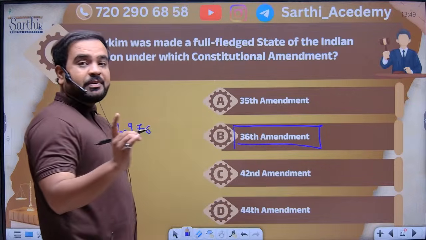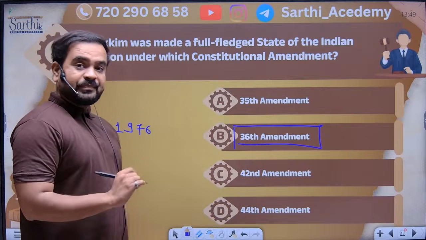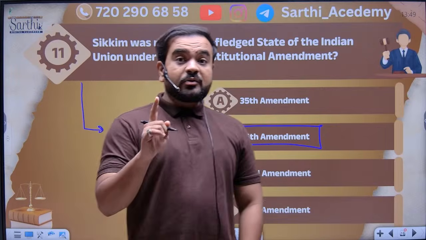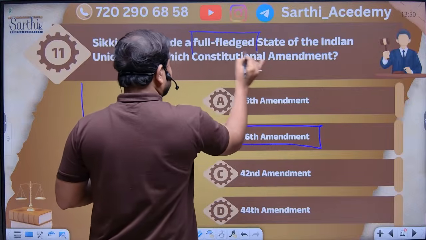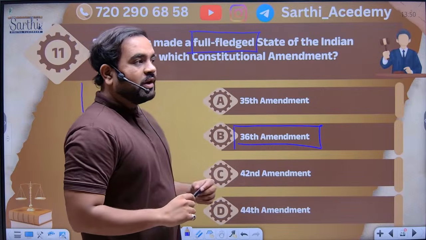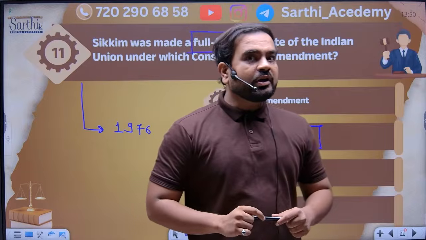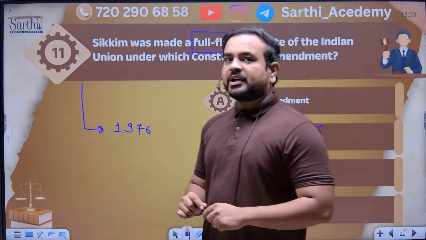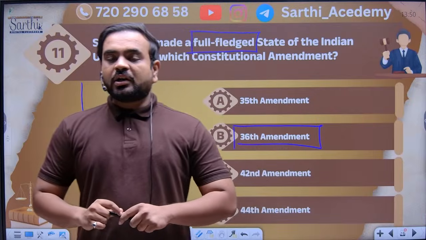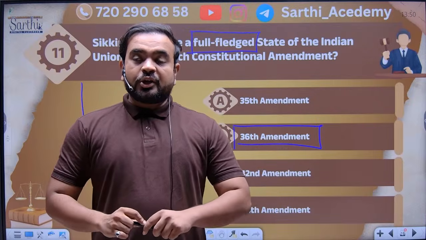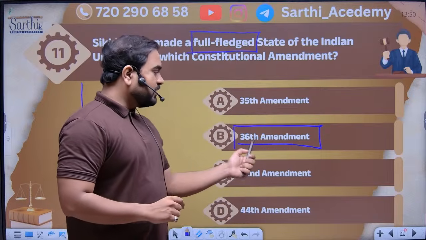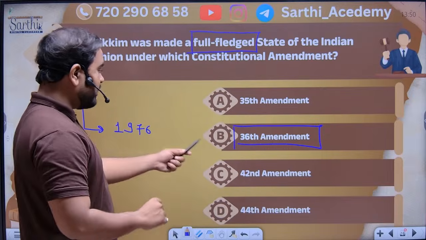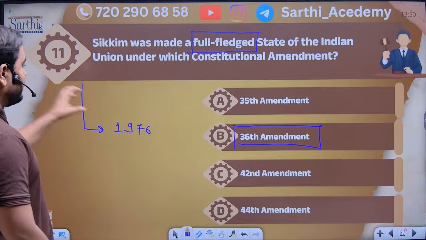See, many people can answer 35th amendment, and that is okay, but the question asks about full-fledged, meaning Sikkim has full authority as a state, becoming part of the Union of States. That was actually after the 36th amendment. Yes, so everybody is right. In question 11, the answer is B.